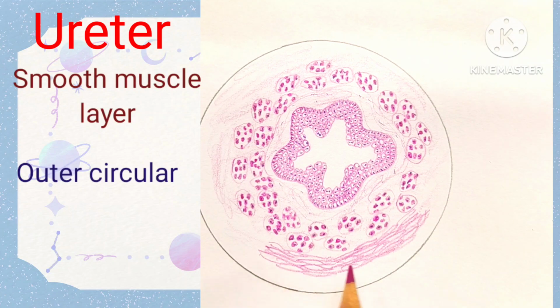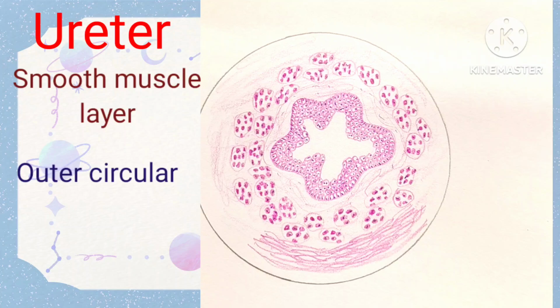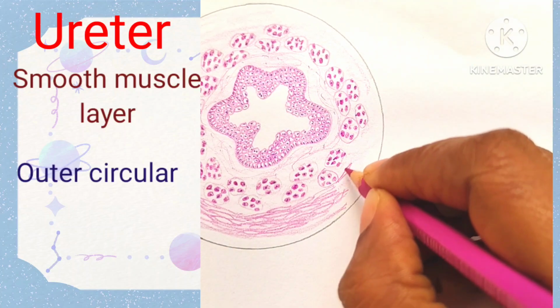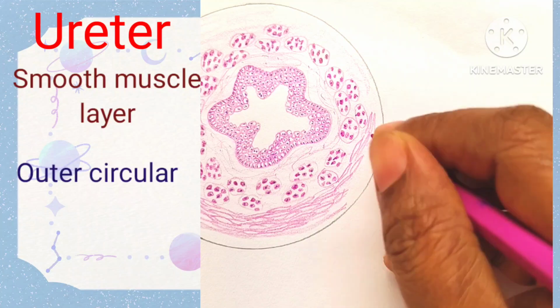So the ureter is a very simple histology. Make sure you draw the lumen properly and the transitional epithelium, and you have to remember the smooth muscle arrangement is reverse to that of the GIT. That is inner longitudinal and outer circular.